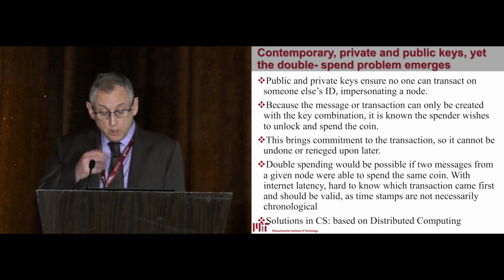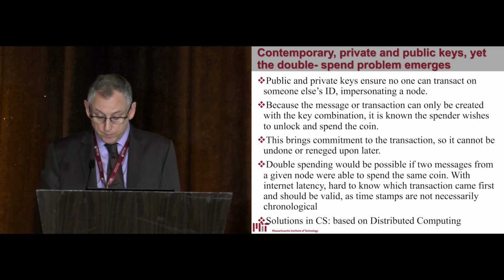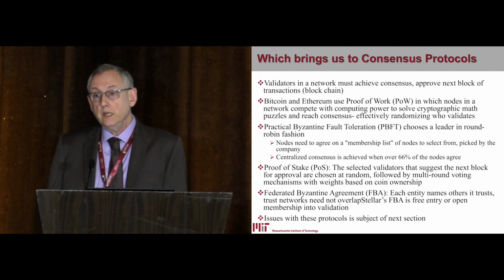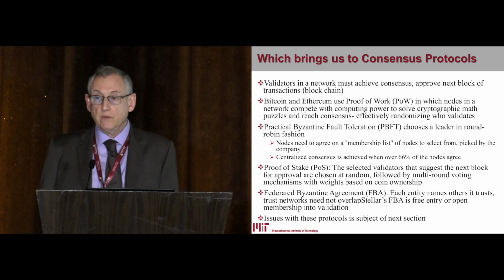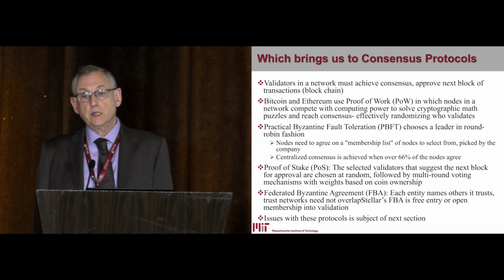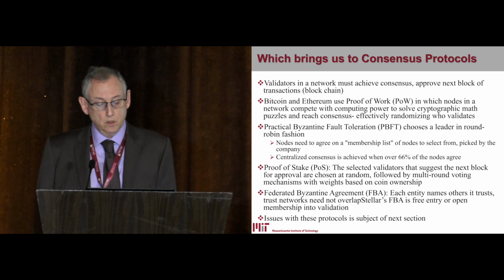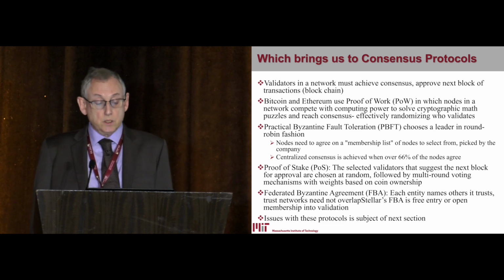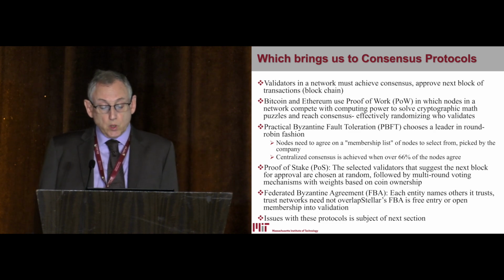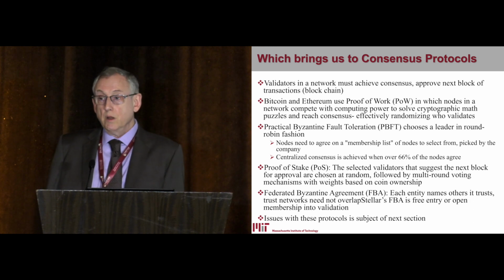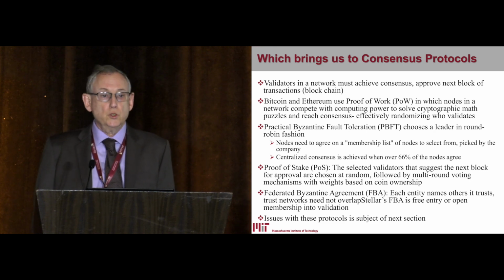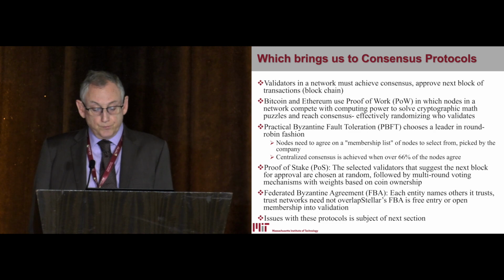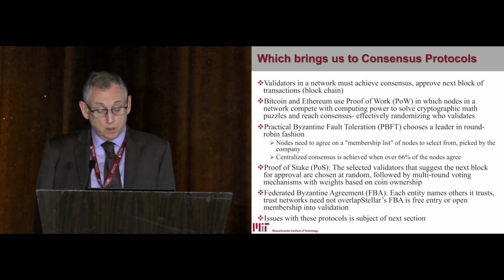So the solution in computer science is based on the concept of distributed computing. The idea is that validators in a network have to achieve consensus over which transactions are valid to approve the next block of transactions. See how finally we get to blockchain. Bitcoin and Ethereum use proof of work, which makes the nodes in a network compete to solve cryptographic puzzles using computer power and reach a consensus. Effectively, what's going on is that it chooses the winner at random. And I'll come back to that momentarily.